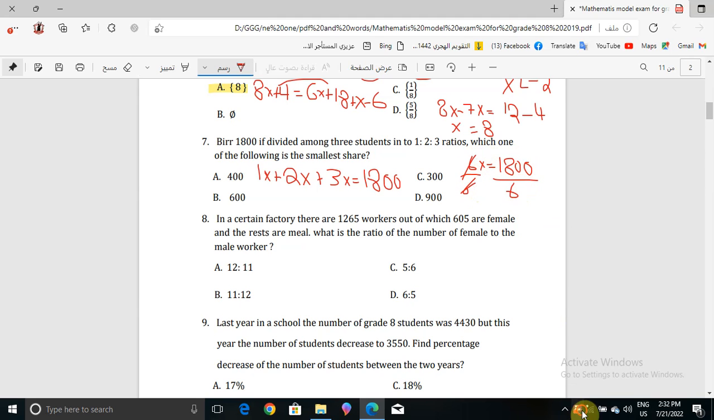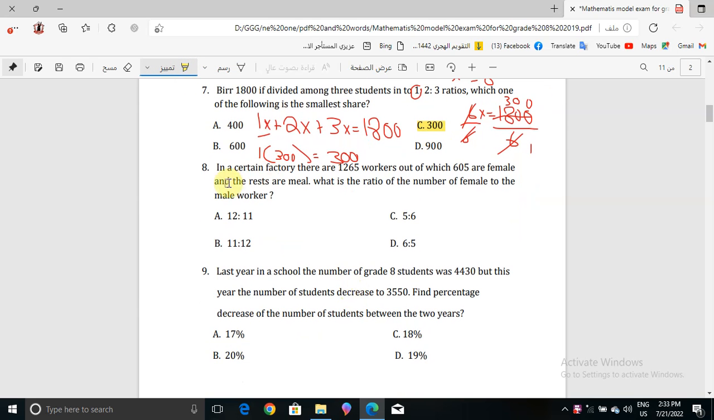Now 1800 over 6, it will be x by 1 and 300, right? But here it asks which one of the following is the smallest share. The smallest share here, which one is the smallest ratio? It is 1, right? So that means 1 times x, which is 1 times 300, equal to 300. So our answer is in choice C. The correct answer for question number 7 is choice C.